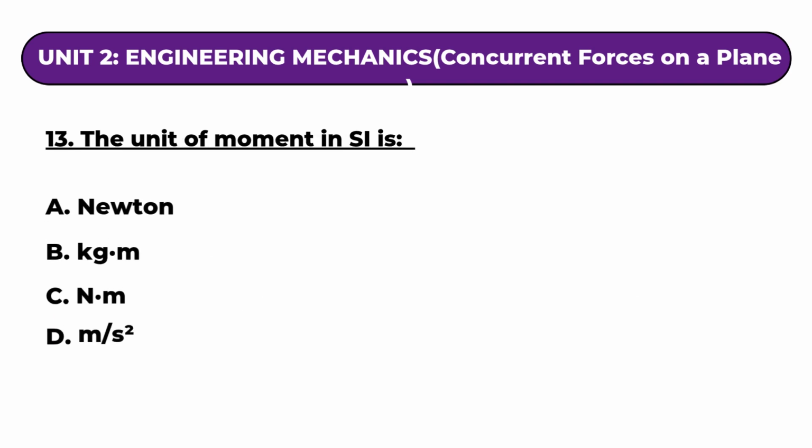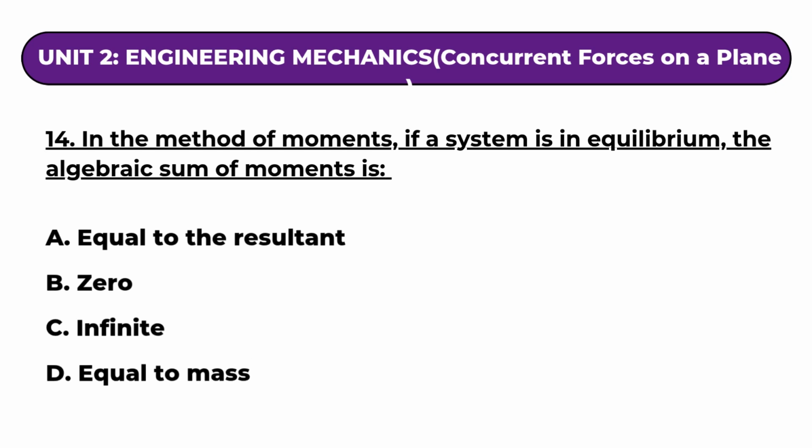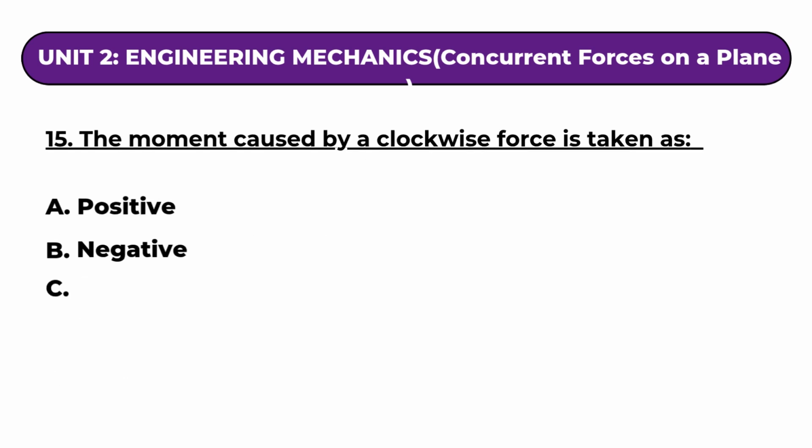The unit of moment in SI is: A. Newton, B. kilogram meter, C. Newton meter, D. meter per second squared. Correct answer? C. Newton meter. In the method of moments, if a system is in equilibrium, the algebraic sum of moments is: A. Equal to the resultant, B. 0, C. Infinite, D. Equal to mass. Correct answer? B. 0. The moment caused by a clockwise force is taken as: A. Positive, B. Negative, C. 0, D. Undefined. Correct answer? B. Negative.